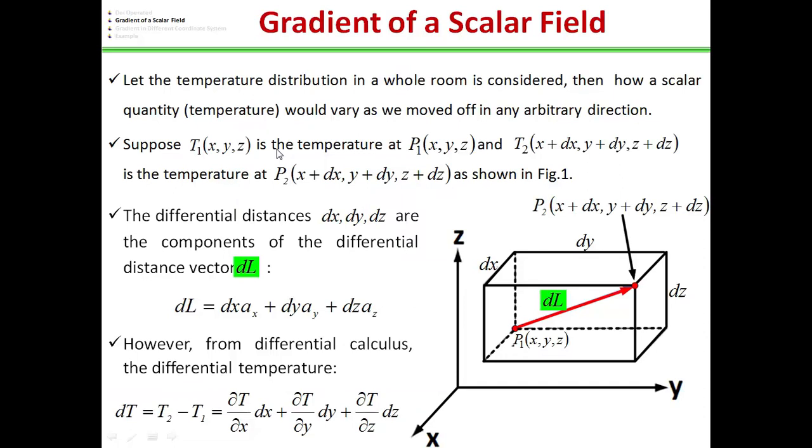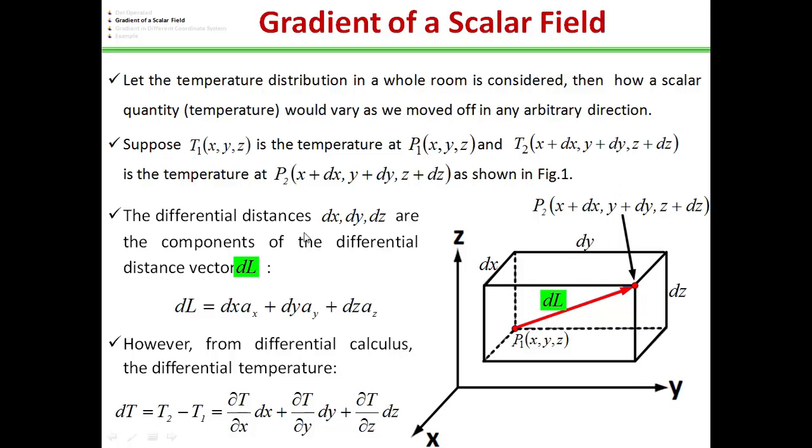Now let us understand the gradient of a scalar field. Suppose a temperature distribution in a whole room is considered. Then how does a scalar quantity, that means temperature, vary as we move from one point to another point in a room? Suppose T1 is the temperature at point P1 and T2 is the temperature at point P2. P1 is denoted as x, y and z, where the temperature is T1 at x, y, z, and P2 is the point denoted by x plus dx, y plus dy, z plus dz, and the temperature at P2 is T2 at x plus dx, y plus dy and z plus dz.